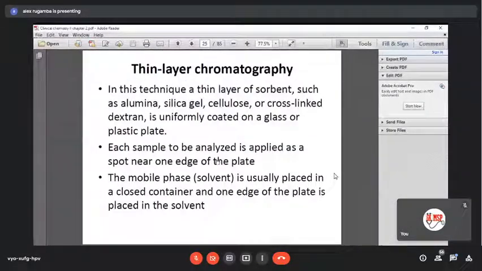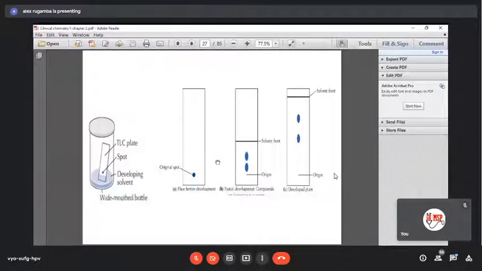Thin layer chromatography is based on separation using filter paper. Okay, we finish with chromatography.